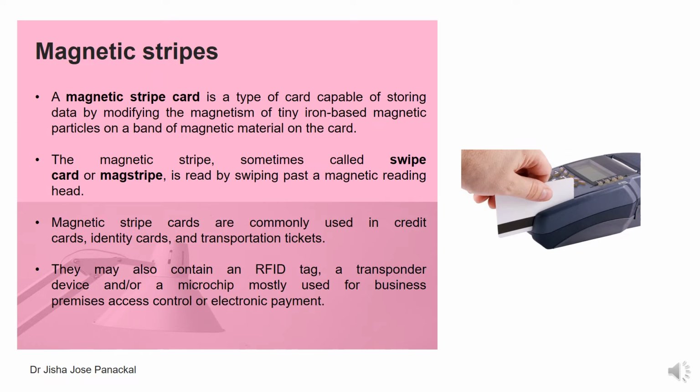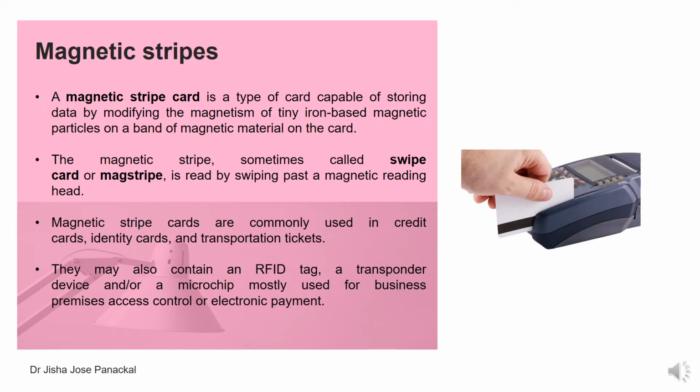It is a type of card capable of storing data by modifying the magnetism of tiny iron-based magnetic particles on a band of magnetic material on the card. This is the way the information is stored inside this particular card. The magnetic stripe, also called a swipe card or mag stripe, is read by swiping past a magnetic reading head. These cards are commonly used in credit cards, identity cards and transportation tickets.